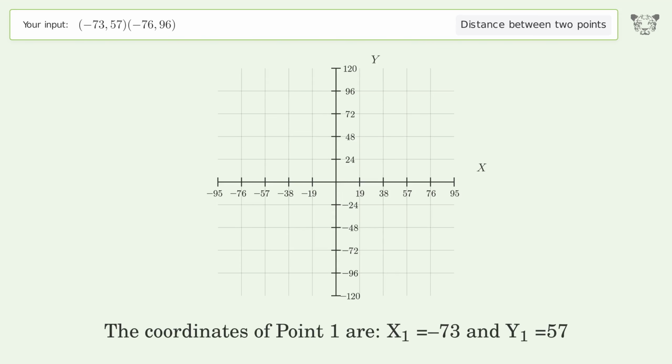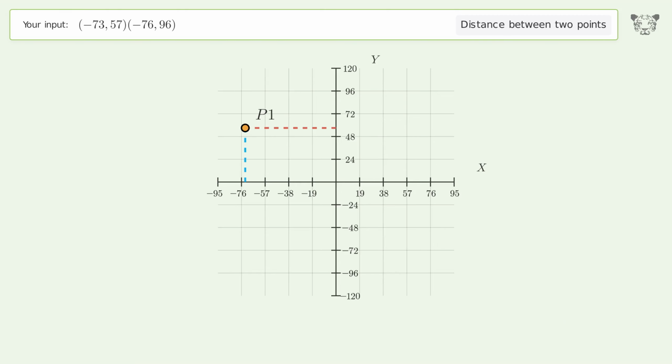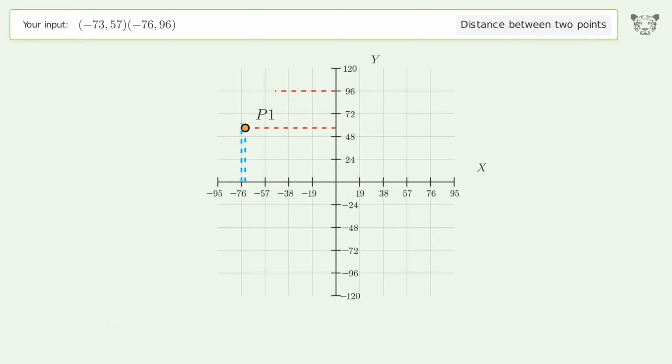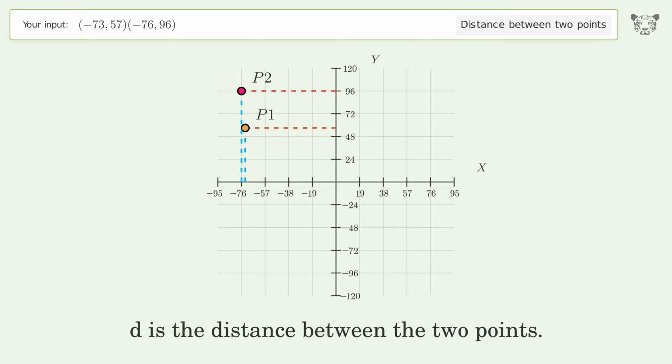The coordinates of point 1 are x1 equals -73 and y1 equals 57. The coordinates of point 2 are x2 equals -76 and y2 equals 96. D is the distance between the 2 points.